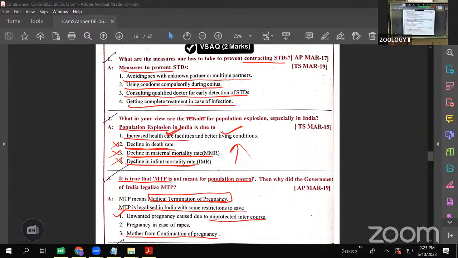Clear? This one is about the third one. In this, 3 only 5 questions are there. Out of 5 questions, compulsorily one will come in the exam. That's why concentrate on this.